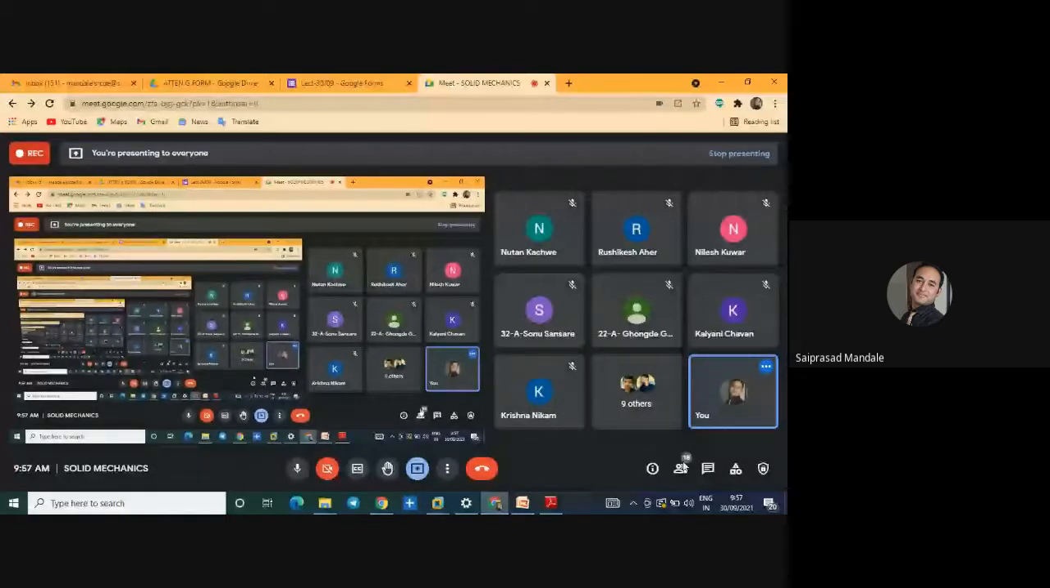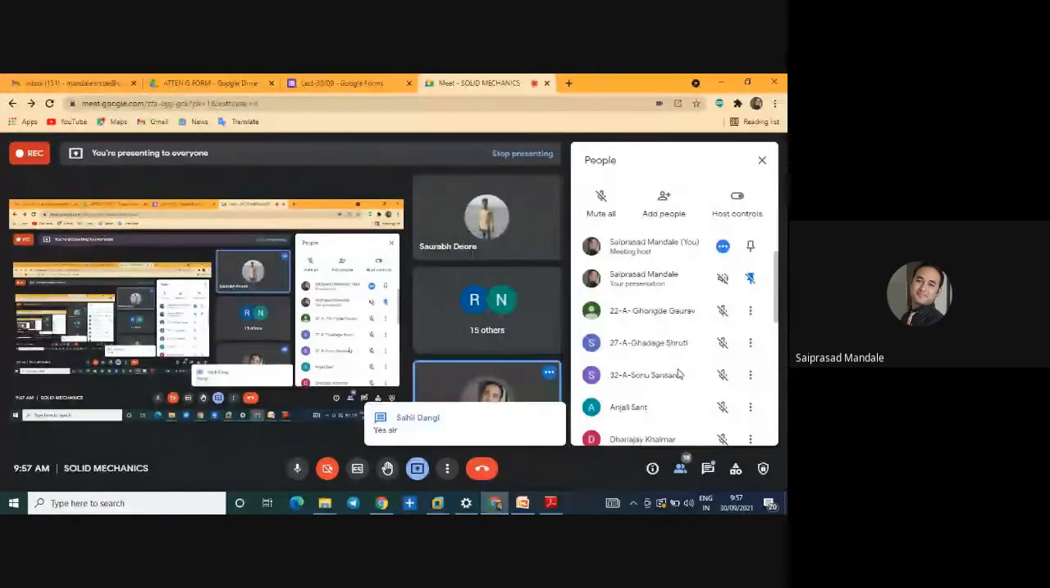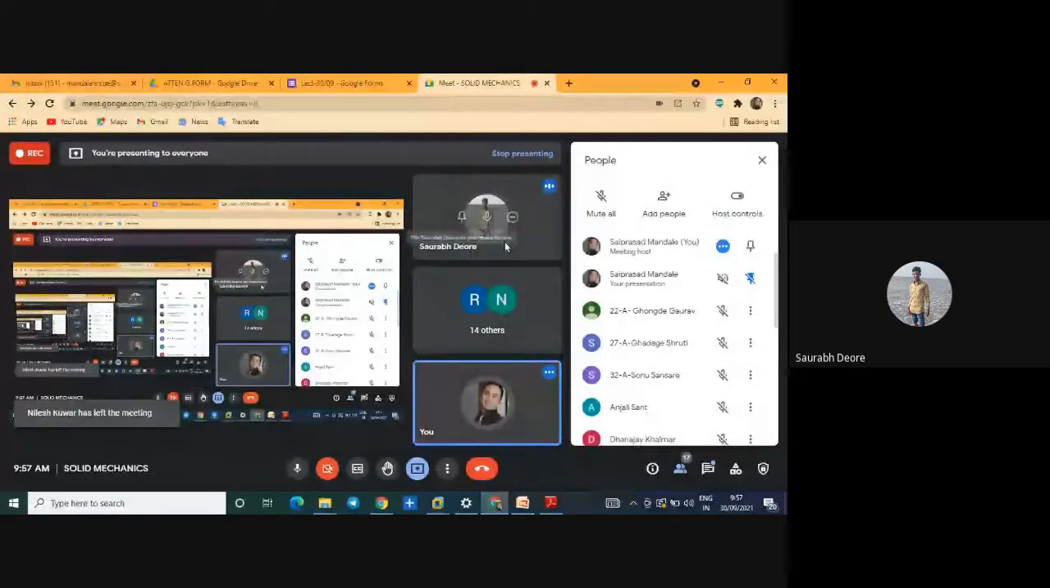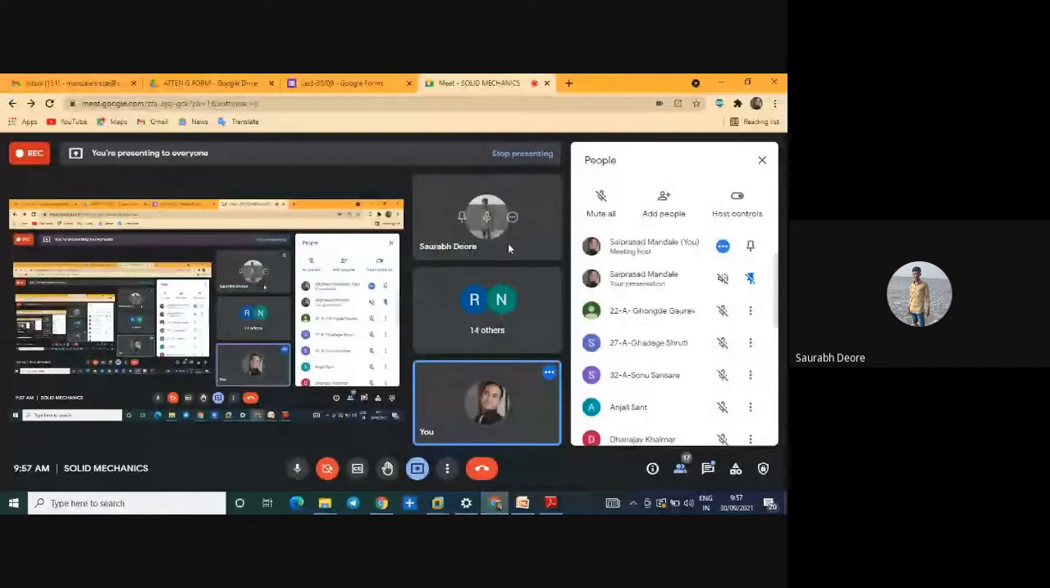Sahil? Top is compression. Yes, at the top it is compression, and at the bottom it is tension. In case of a cantilever beam, top is tension and bottom is compression.